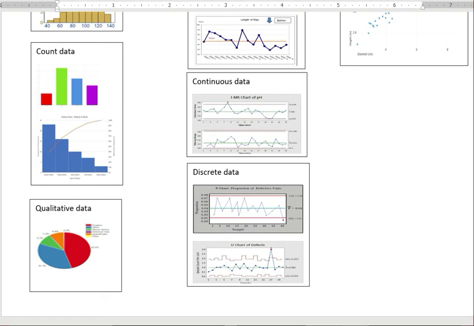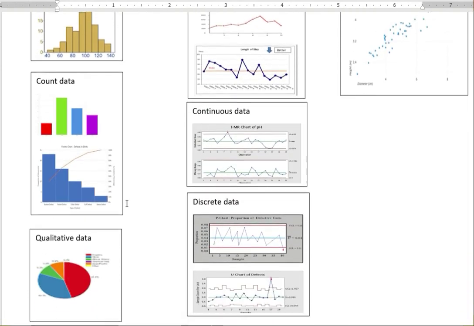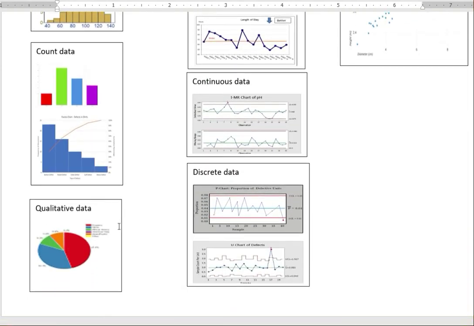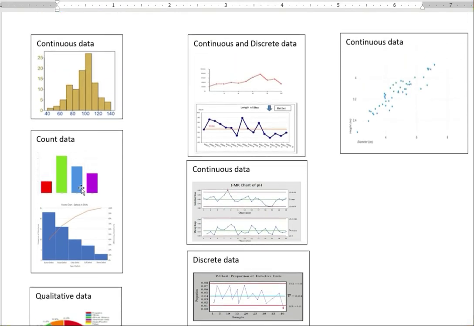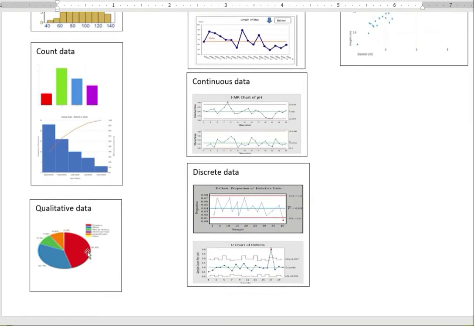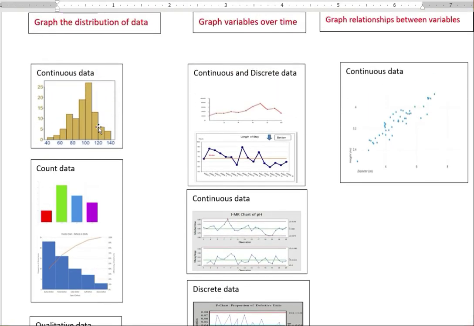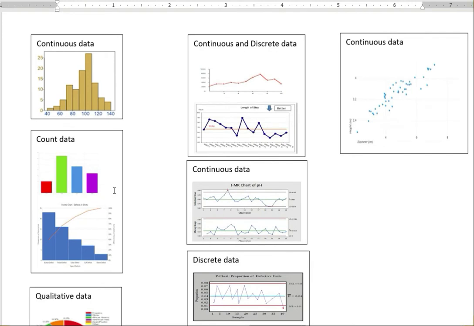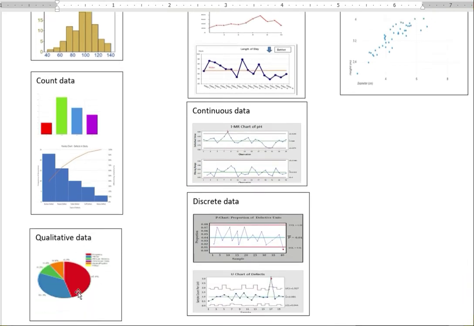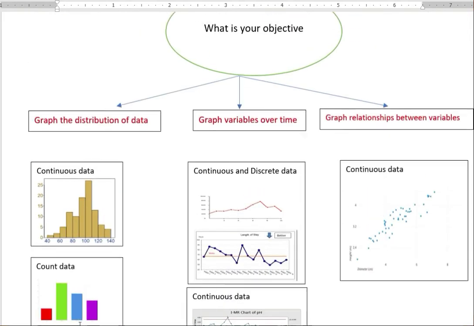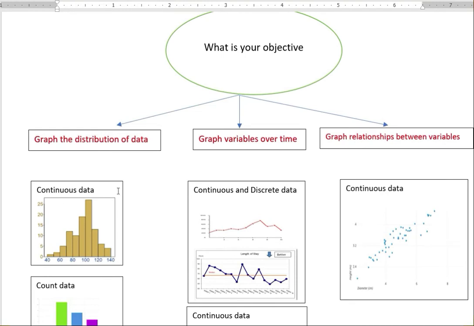So for the distribution of data, there are four different graphs we can use. It may be either histogram or bar chart or Pareto chart or pie chart. It depends upon the type of data. If it is continuous, go for histogram. If it is count, if you want to show distribution, go for bar chart. And if you want to prioritize your problem, go for Pareto chart. And for qualitative, use only pie chart. There is no other alternate. So these are the different types of graphs under distribution of data.